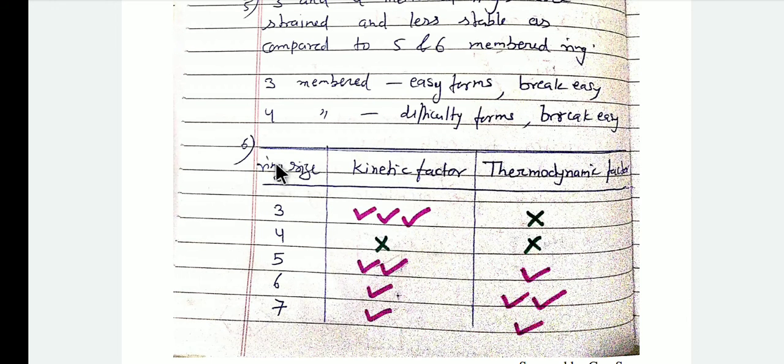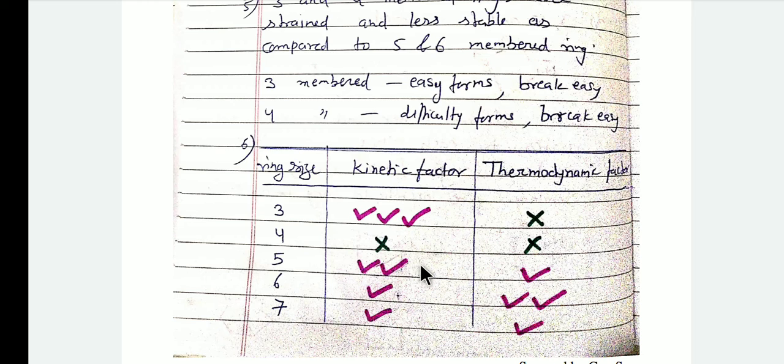For the ring which contains 3 atoms, the kinetic factor is that this 3 membered ring forms very easily, but this 3 membered ring is unstable, so the thermodynamic stability is very poor in case of the 3 membered ring. The 4 membered ring forms very difficultly and it is unstable, or we can say the thermodynamic stability is very poor in case of the 4 membered ring.